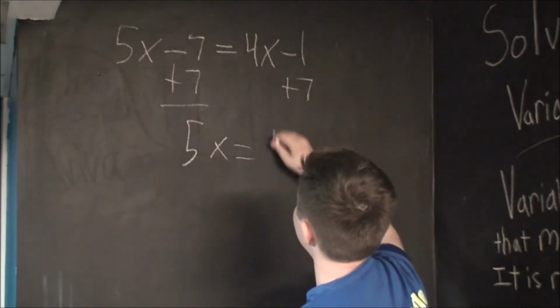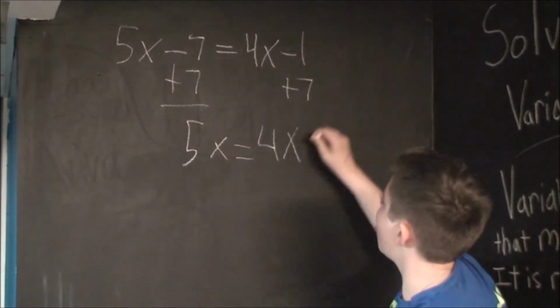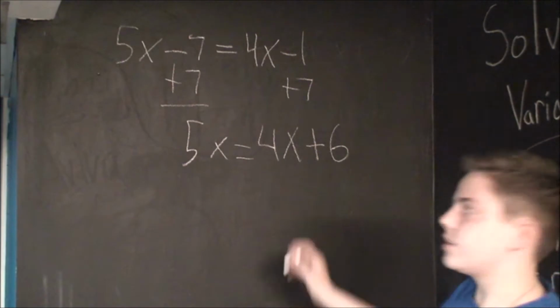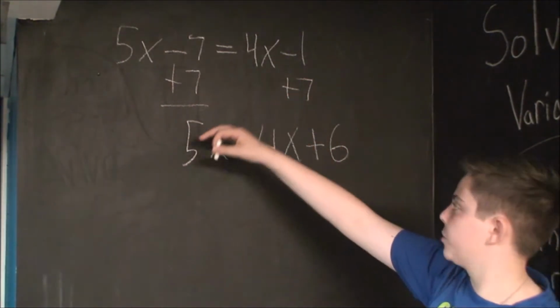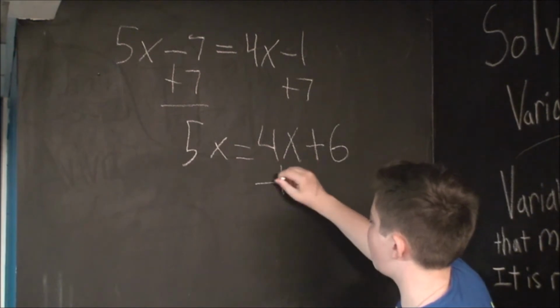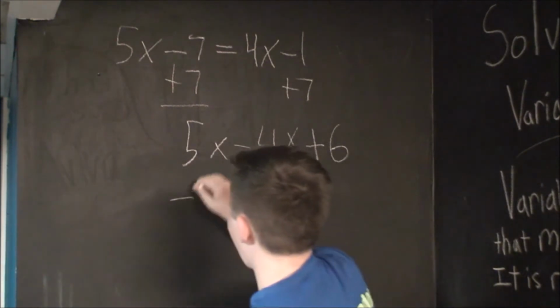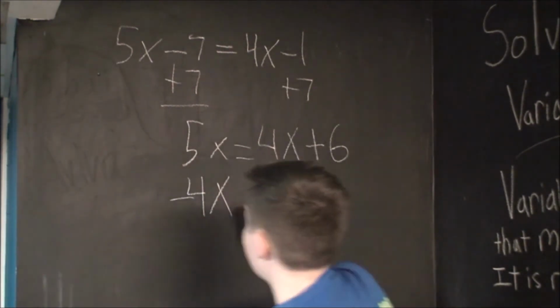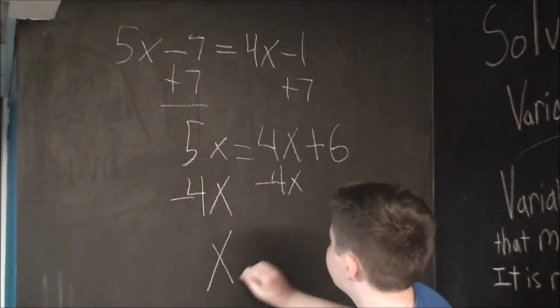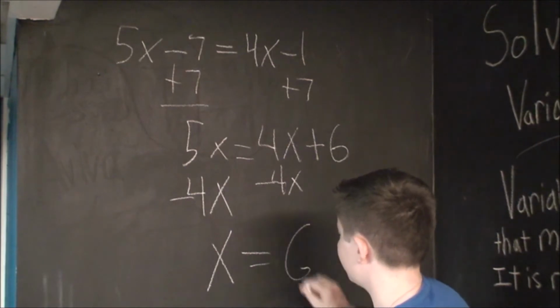So 5x equals 4x plus 6. So now we want to get the variables to this side. So therefore, we would subtract 4x. And that would end up being 1x or x. So x equals 6.